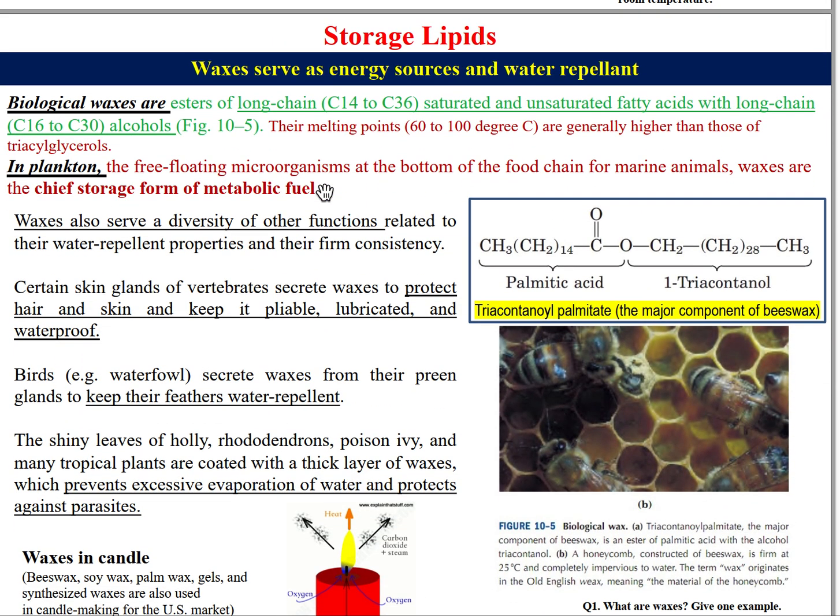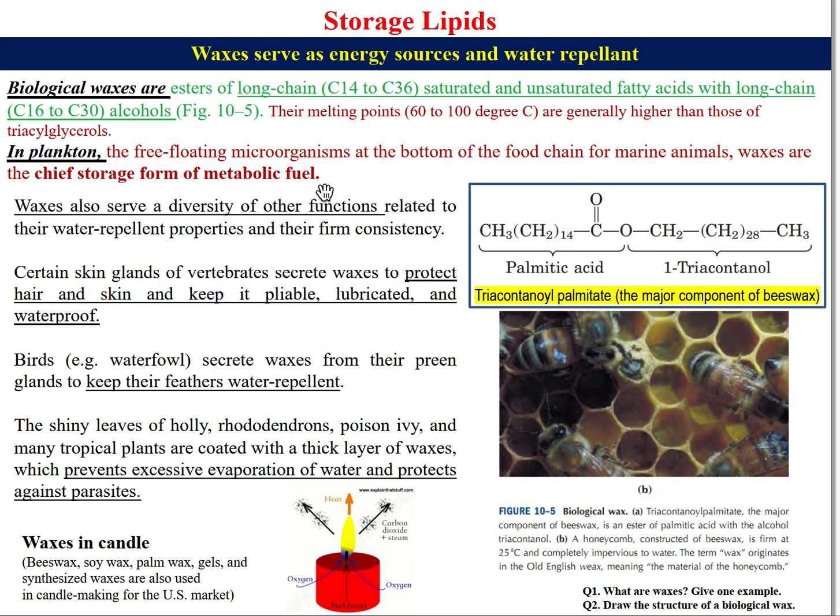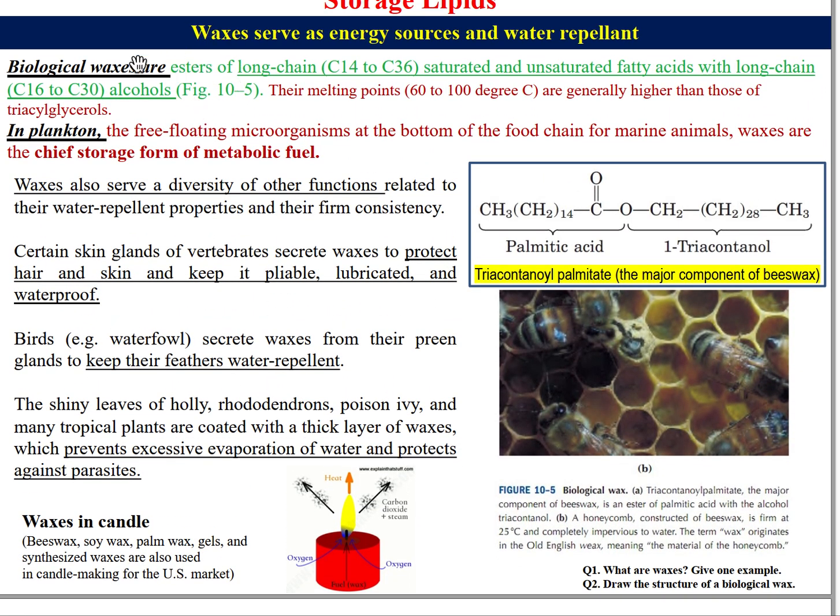Storage lipids, waxes, serve as an energy source and water repellent. What are waxes? Biological waxes are esters of long chain saturated and unsaturated fatty acids with long chain alcohols. Their melting points, 60 to 100 degrees Celsius, are generally higher than those of triacylglycerol. In plankton, the free floating microorganisms at the bottom of the food chain for marine animals, waxes are the cheapest storage form of metabolic fuel.